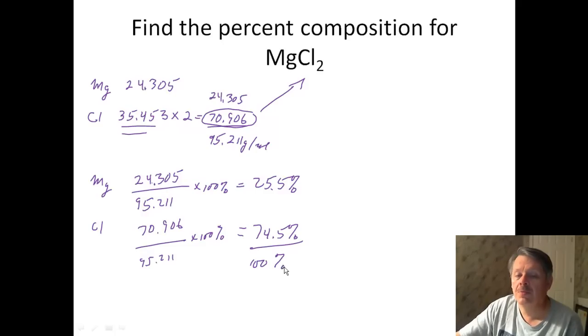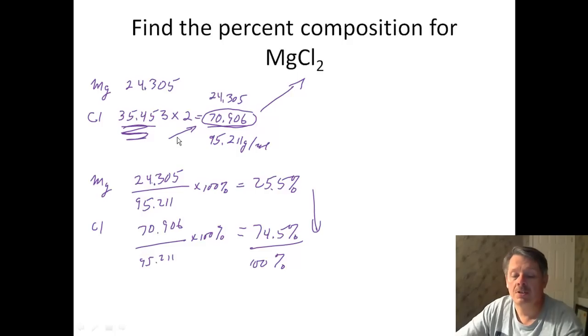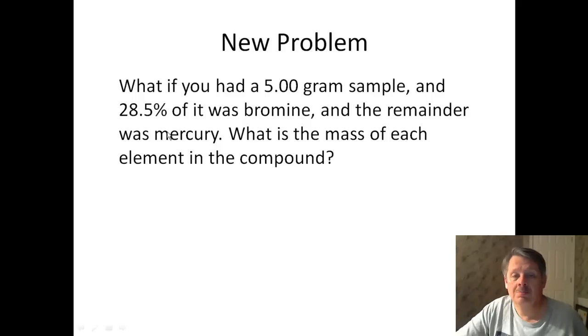All right, guys, I really suggest you make sure that you add these numbers up to get 100%, because if they don't, it means you did something wrong. Like, for example, you used the 35.453 instead of the 70.906. So it's always a good idea to check your work when you can.